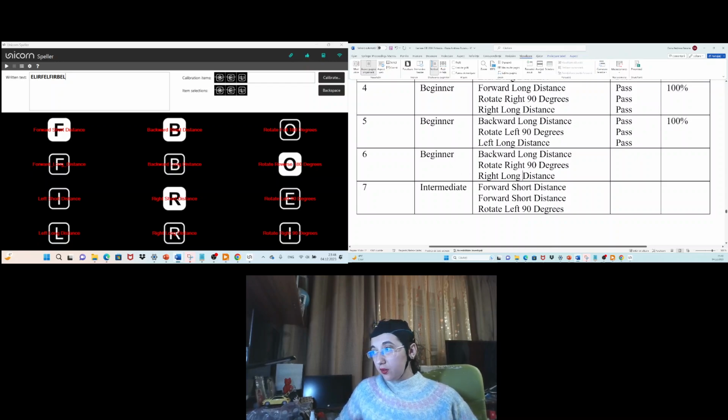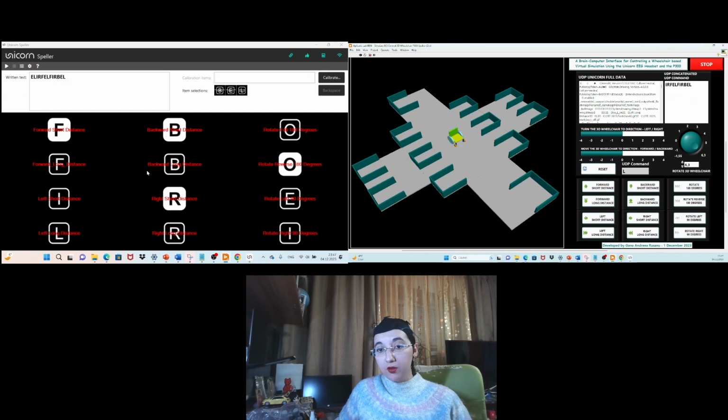So the 6th experiment, the last one for beginner, we also have 3 commands: backward long distance, so this one, then rotate right 90 degrees, and right long distance. So backward long, rotate right 90 degrees, and right long. I won't check them again. So backward long distance is the first one that I will focus on, then rotate right 90 degrees, and then right long distance. So I will try to remember them. This one, and this one. Let's begin.